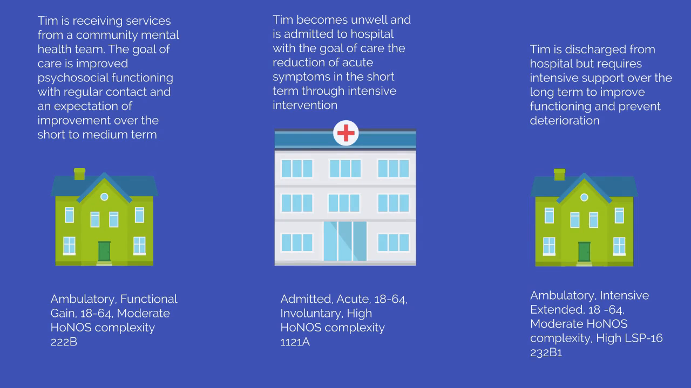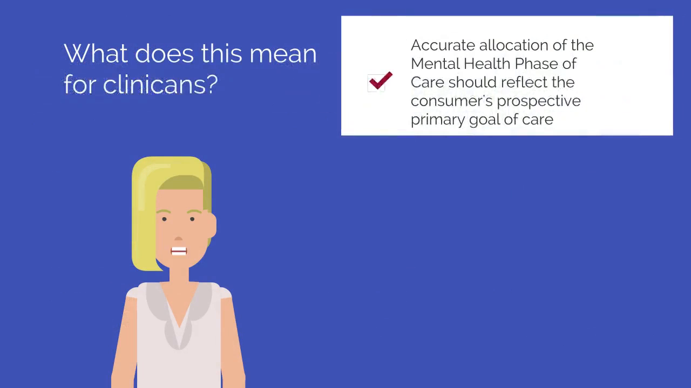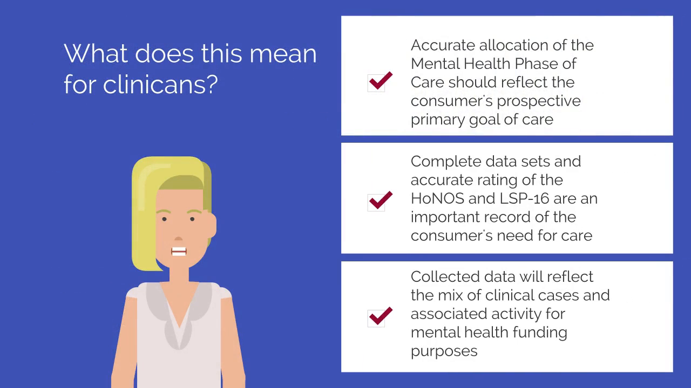What does this mean for clinicians? Accurate allocation of the mental health phase of care should reflect the consumer's prospective primary goal of care. Complete data sets and accurate rating of the HONOS and LSP-16 are an important record of the consumer's need for care. Collected data will reflect the mix of clinical cases and associated activity for mental health funding purposes.